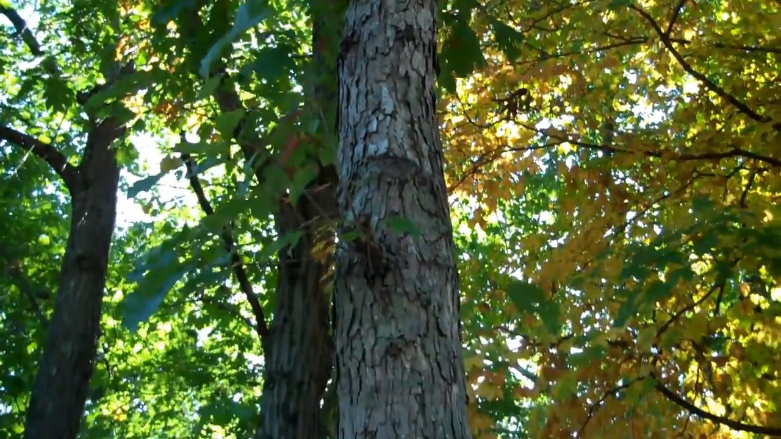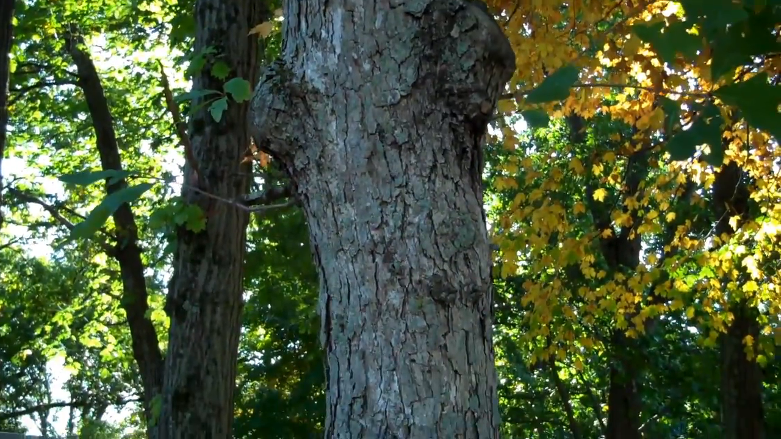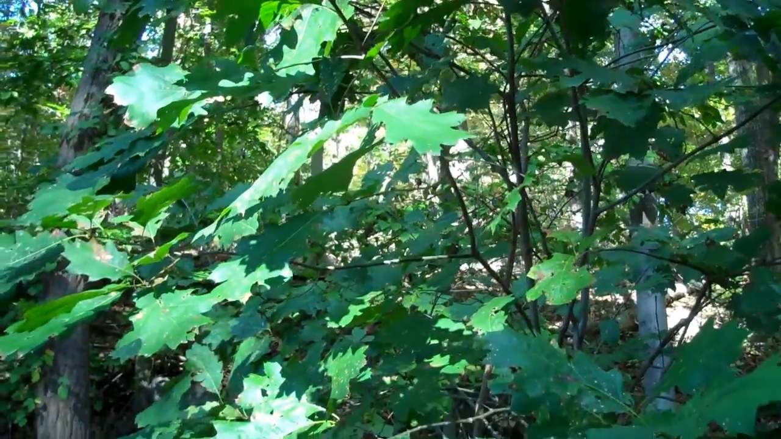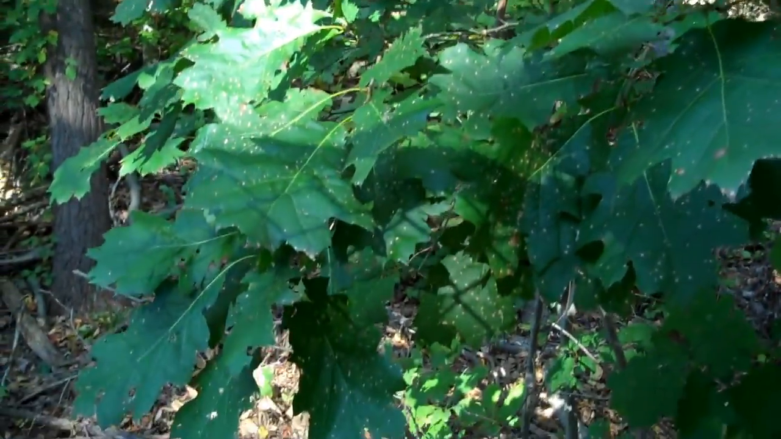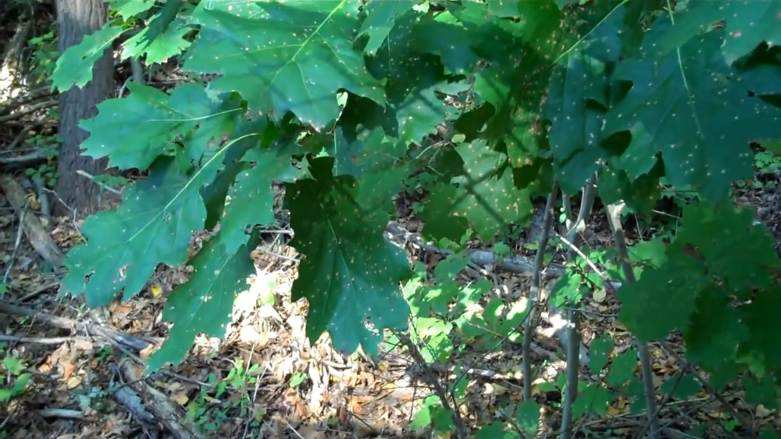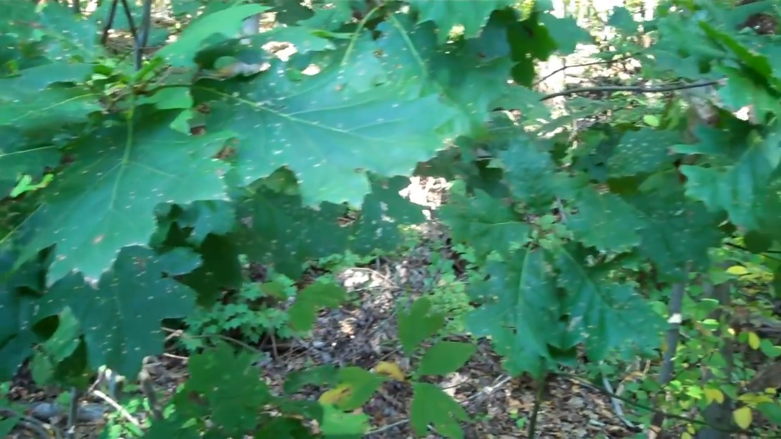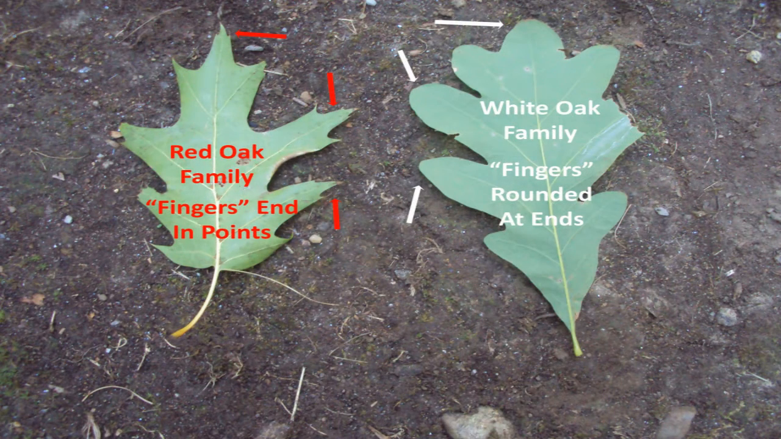This oak tree here has leaves with rounded fingers, and it's a member of the white oak family. This tree here has leaves with fingers that end in points, with even bristles at the very end. This is a member of the red oak family. There are many species of oak trees in this area, and it can be very, very difficult to distinguish between different species there. For our purposes, if you can tell the difference between red oaks and white oaks, if you can tell the difference between these two groups, you're in good shape.